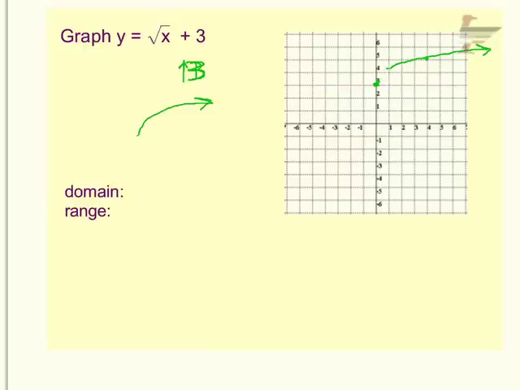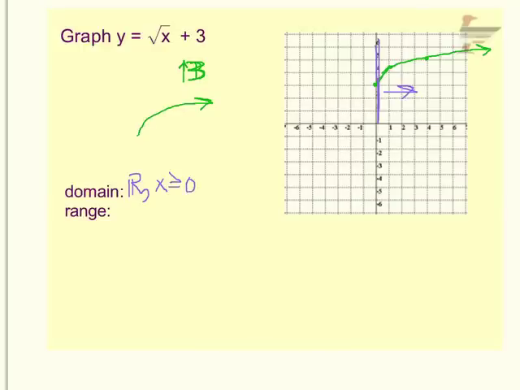Domain is your x's. And let's draw that back in. There we go. All right, domain, x's, left to right. So if I draw this line right here, we can see everything is to the right of this line. Well, that line is at zero. So your domain is all real numbers, but your x's are greater than or equal to 0.